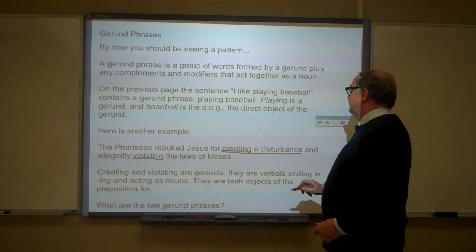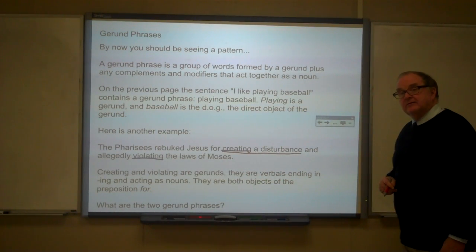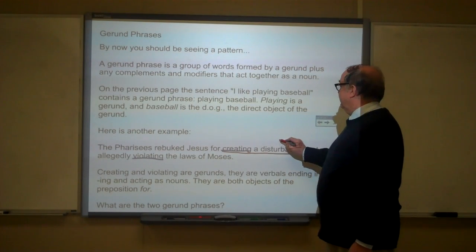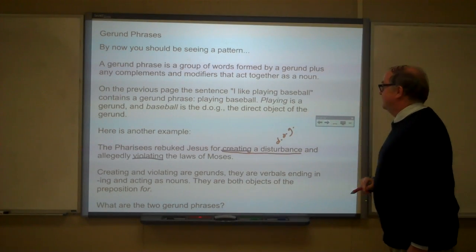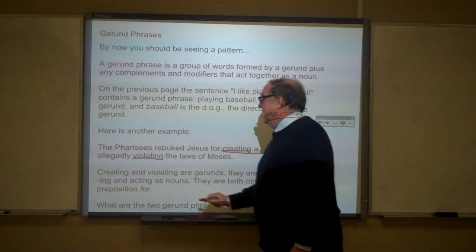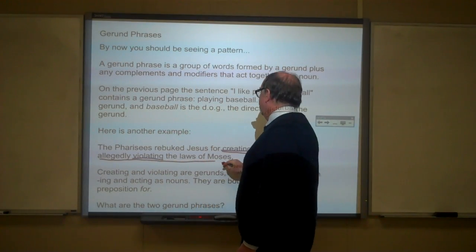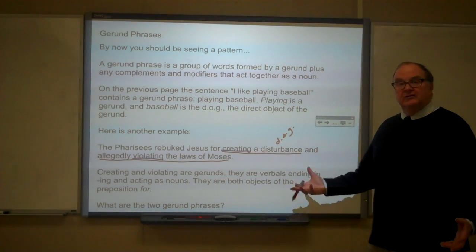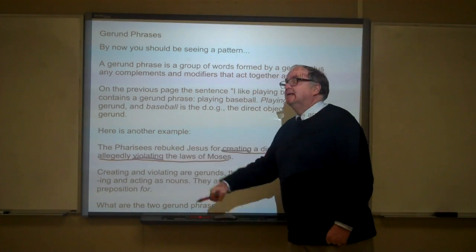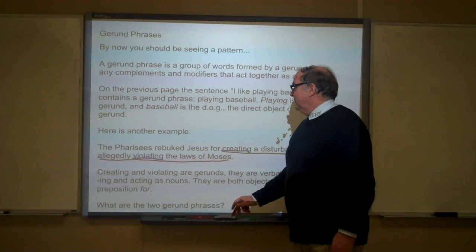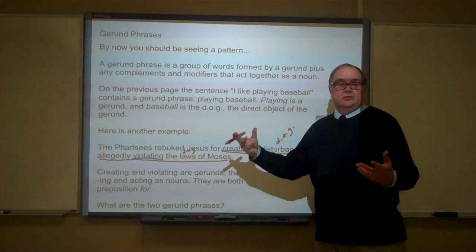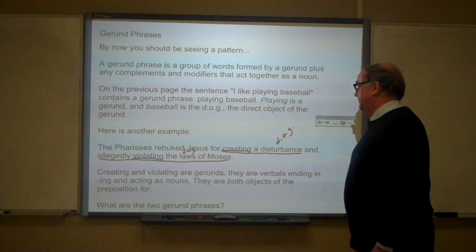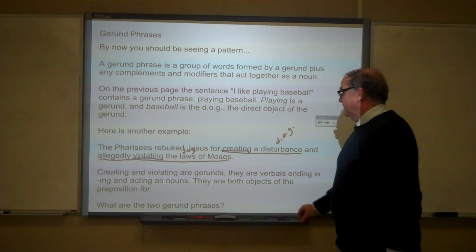Creating a disturbance is one gerund phrase. Notice we have creating what? Disturbance. So disturbance is DOG, direct object of the gerund. And allegedly violating the laws of Moses is another gerund phrase. Allegedly modifies violating, and laws is another DOG. Violating what? Violating laws, and then of Moses modifies the complement laws, modifies the direct object laws. Okay.